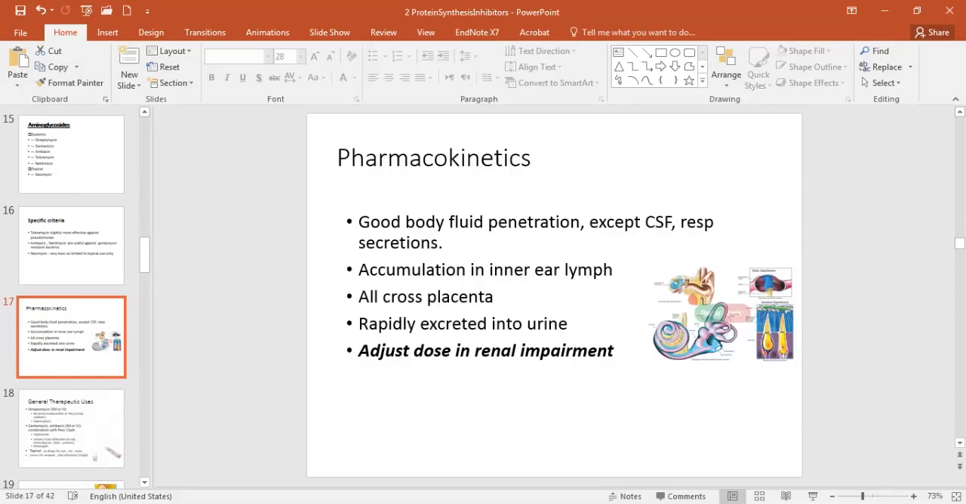Regarding pharmacokinetics, they have good body fluid penetration except CSF and respiratory secretions. So note this point: if you have a patient with pneumonia, don't consider aminoglycosides as a drug of choice. It's a very poor drug in respiratory infections. They accumulate in inner ear lymph and affect hearing, and they cross the placenta. They are rapidly excreted in urine and thus the dose should be adjusted in renal impairment.